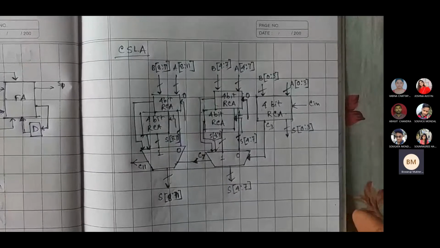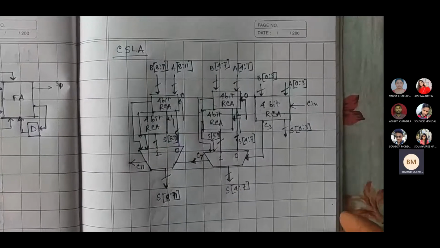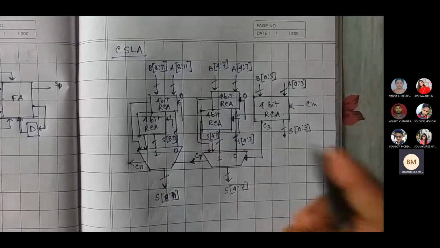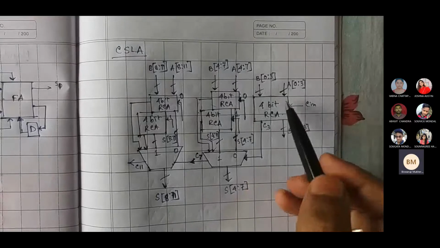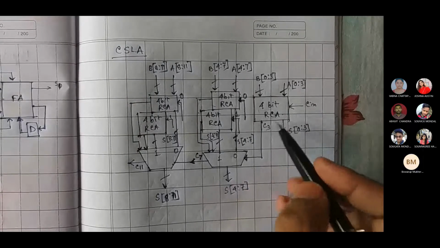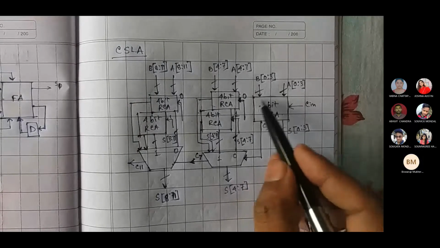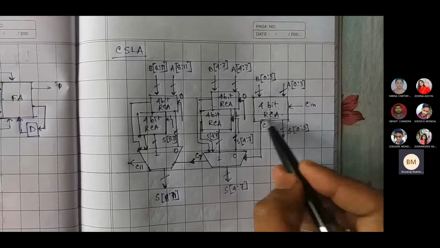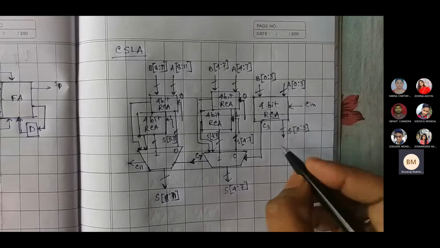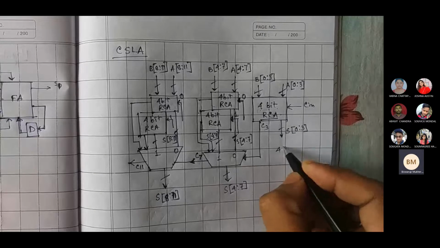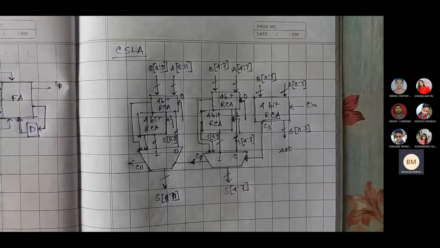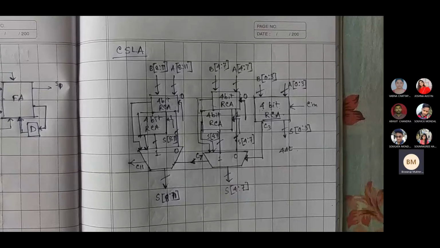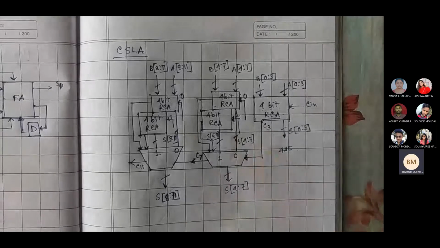What's the advantage here? Make sure that the C3 will always be generated after 4-bit of RC operation. So after 4 delta t time, we are getting the C3.